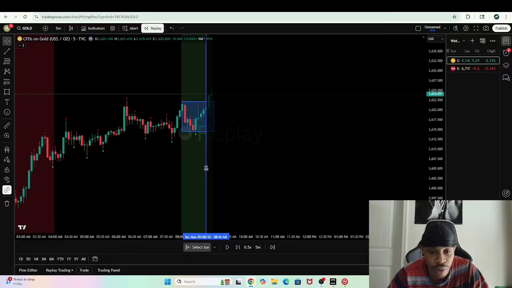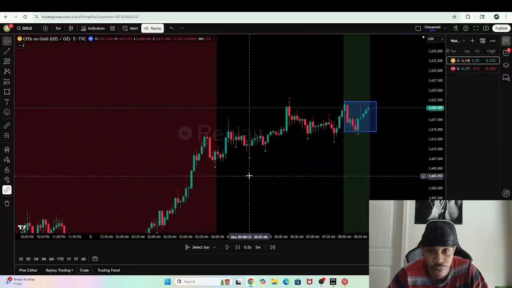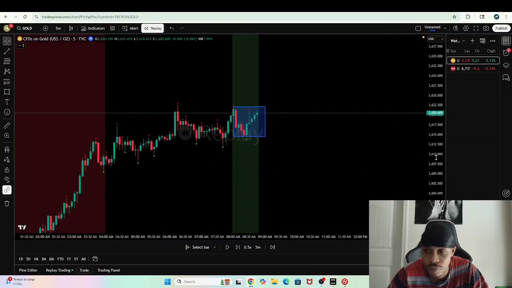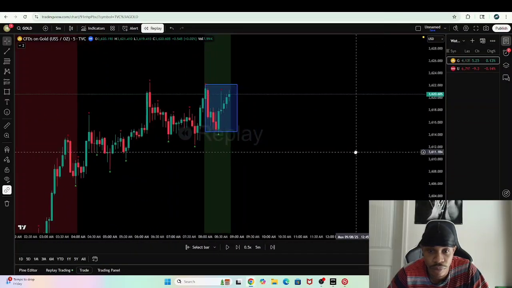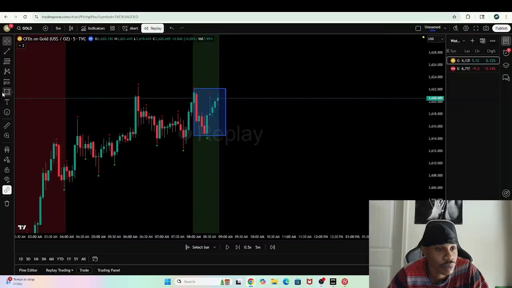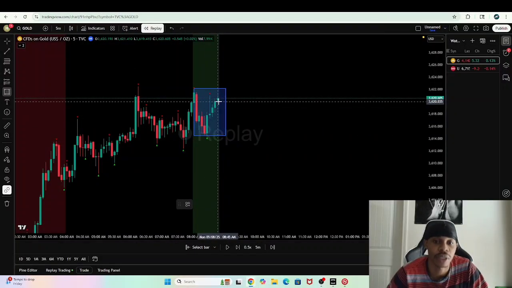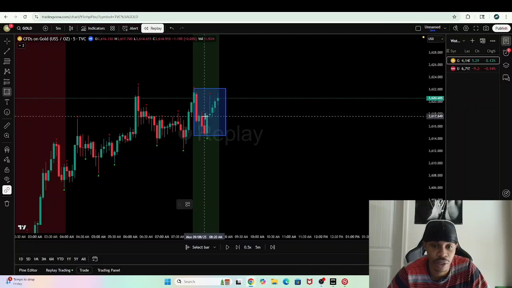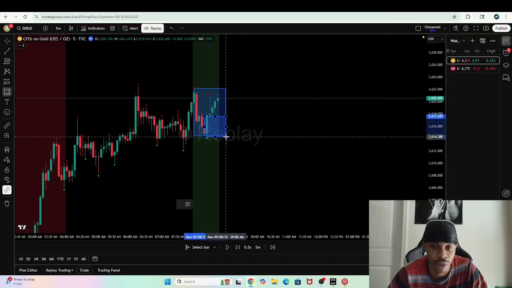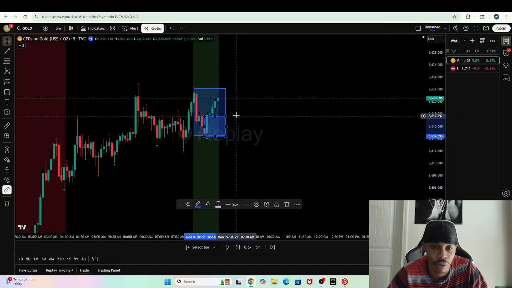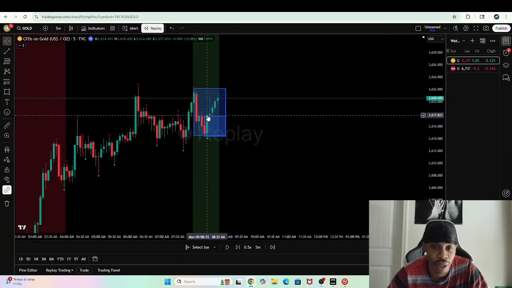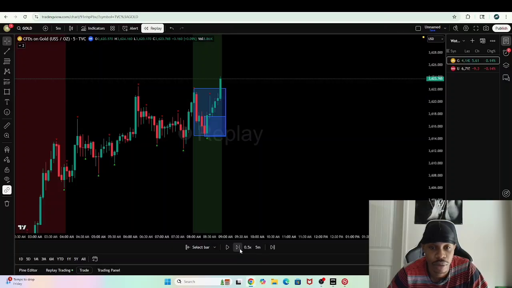Let me back this up some to 8:45. Okay, so price did break this recent candle high, so technically this right here is a demand zone. So now you have a 5-minute demand inside of a 15-minute demand. Now let me speed this up.